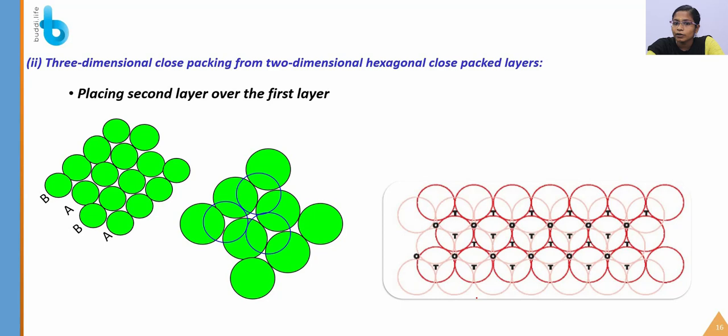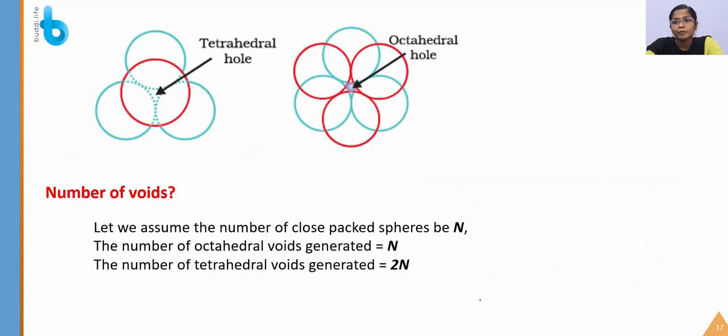Okay, so totally two types of void in this case. One is the tetrahedral void and the other one is the octahedral void. When you are placing the second layer over the first layer, a new void is going to be generated, that is the tetrahedral void. And sometimes the void is not being occupied by the first layer or also by the second layer. So that type of void is known as the octahedral void. Okay, so this is what I said already, tetrahedral void and the octahedral void. And then the number of voids.